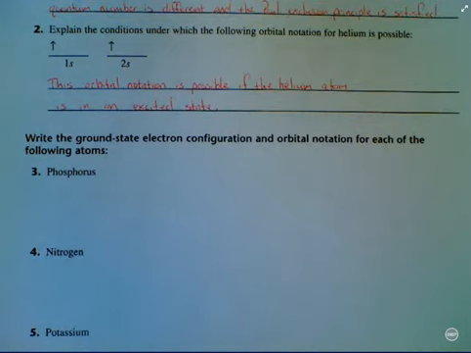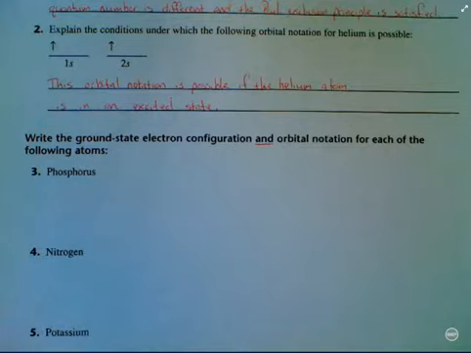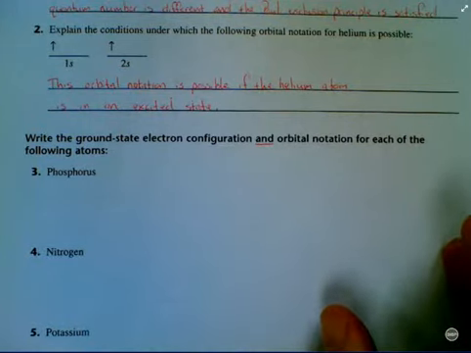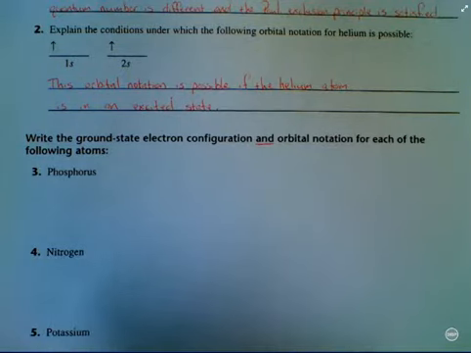All right, let's look at number 3. Write the ground state electron configuration and orbital notation. And so I'm going to do 2 things here for each of the following atoms. So number 3, phosphorus, doing ground state electron configuration and orbital notation. Since we covered orbital notation first in class, let's do that one first.